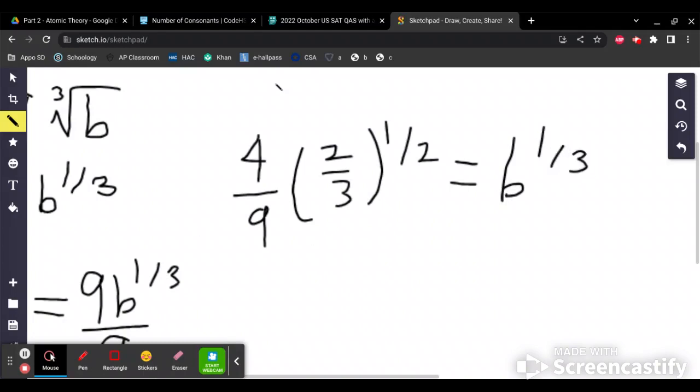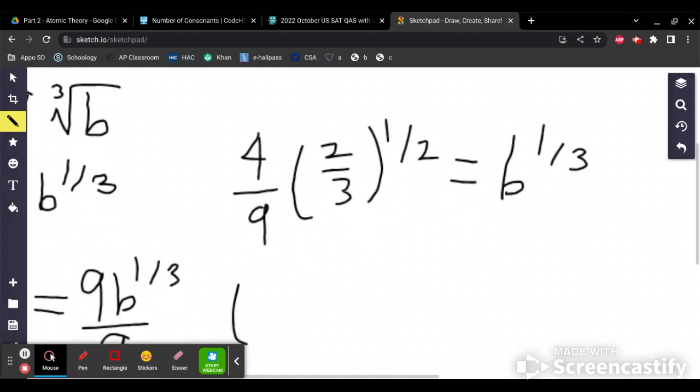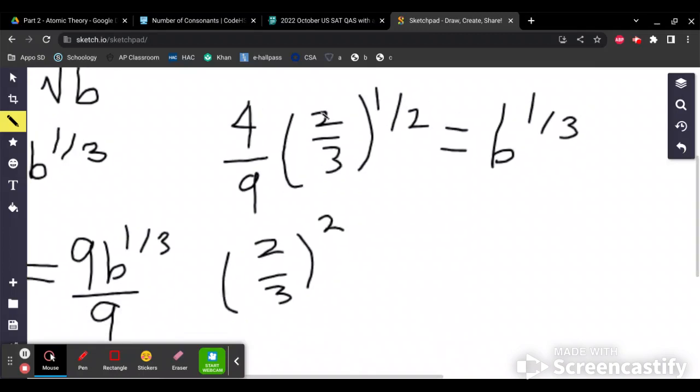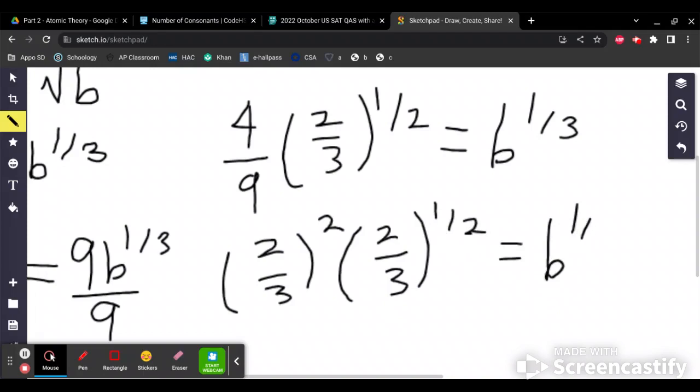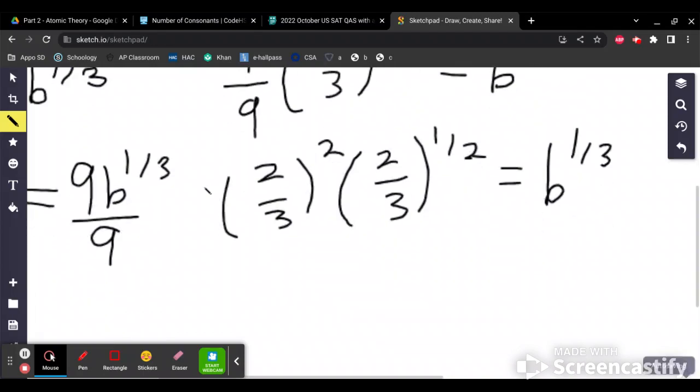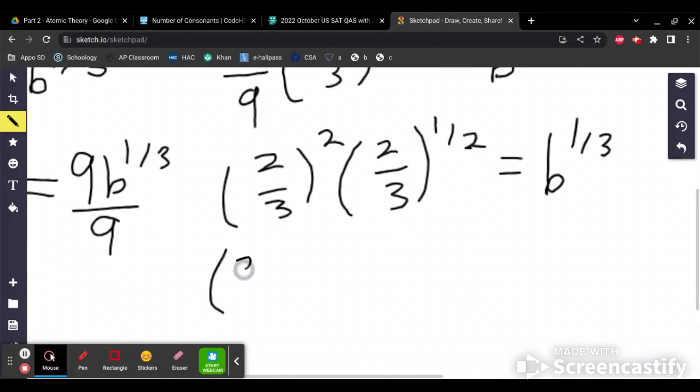And we know that 4/9 is equal to 2/3 squared, because 2/3 squared is equal to 2 squared over 3 squared by the property of exponents. So this is equal to 4/9, and we can simplify it like that to make sure we have the same base. We do with 2/3 over here, times 2/3 to the 1/2 power as before gets you to b to the 1/3. Now by adding both of these powers together, we can simplify this expression to just one singular thing.